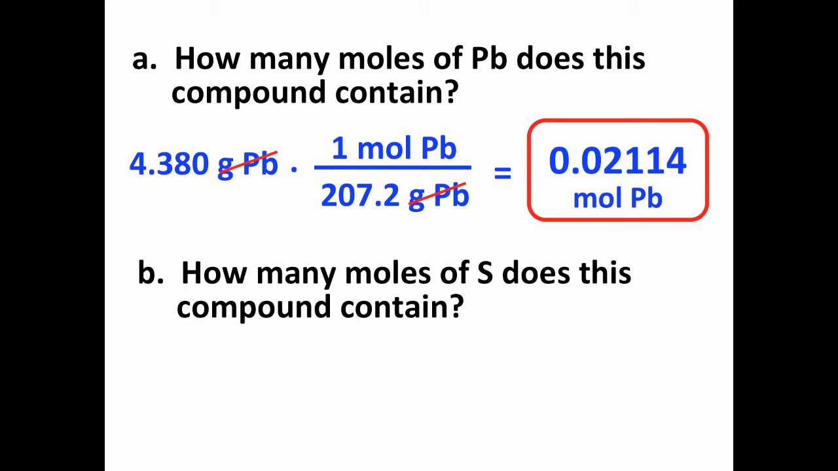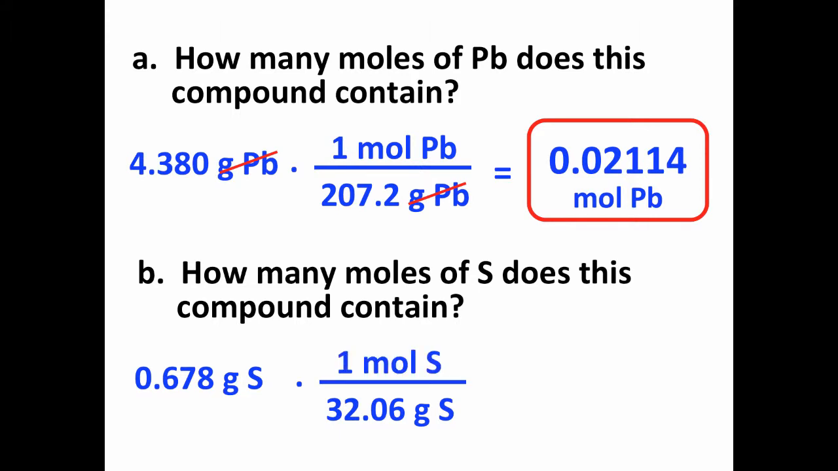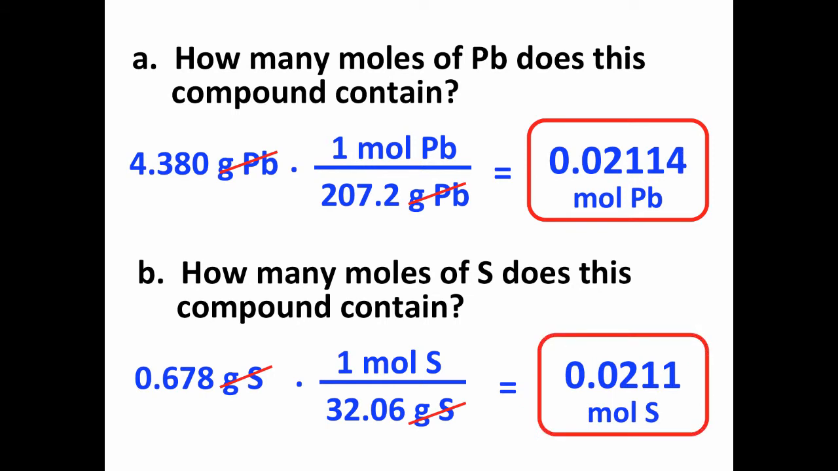Second part of this question, how many moles of sulfur does the compound contain? And we do this in pretty much the same way as we did the previous part of the problem, with simply different numbers because we have a different substance. So we have 0.678 grams of sulfur, and the atomic mass of sulfur is 32.06 grams. So 1 mole of sulfur weighs 32.06 grams. We want grams of sulfur to cancel, and when we do the math, we get 0.0211 moles of sulfur in this compound.